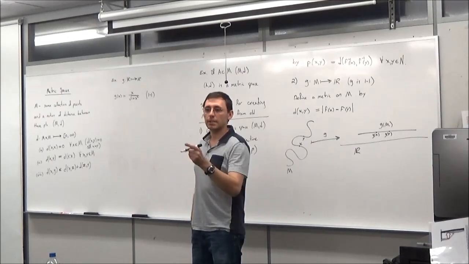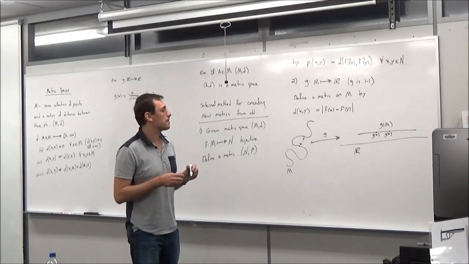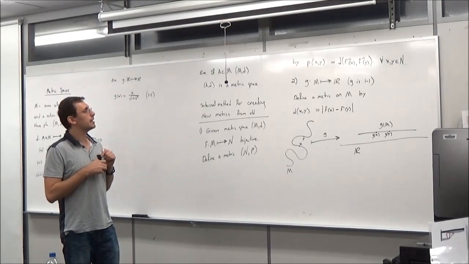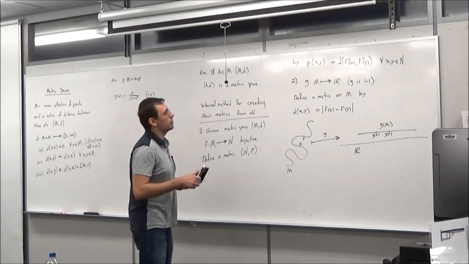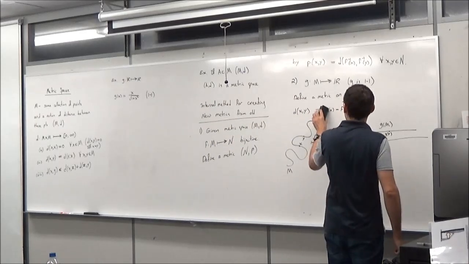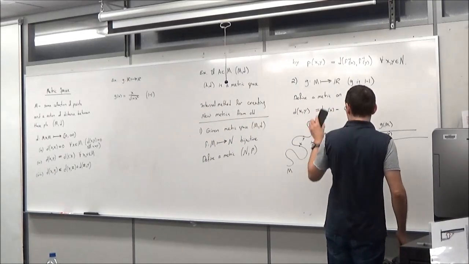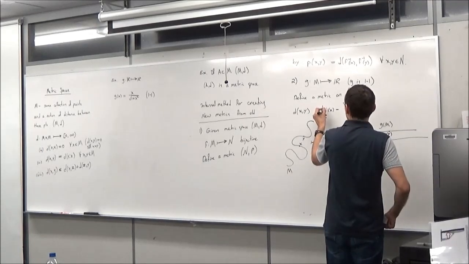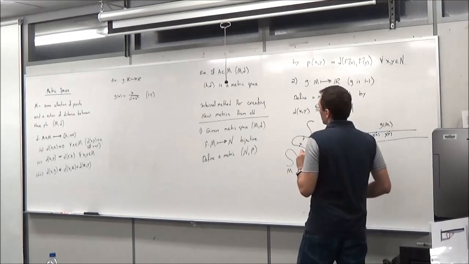Yes? Over here you have d(x,y) equals absolute value of f of x minus f of y. Yes, I'm sorry, I tend to write f by default, and I meant g. Thank you for noticing.